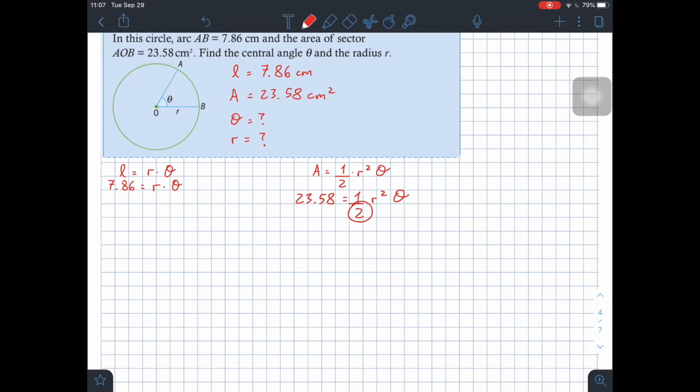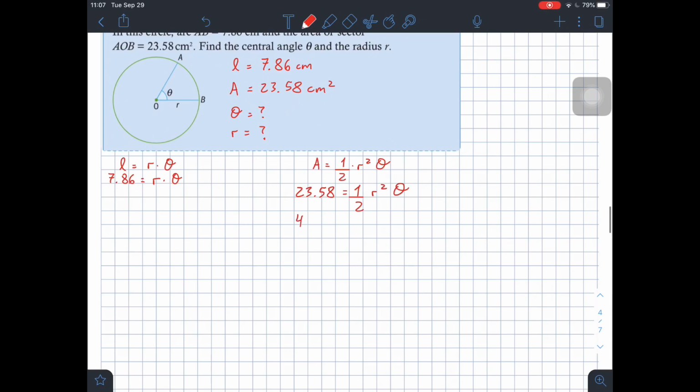I see that, for example, this 2, I can take it to the other side multiplying here to make this expression look better. So this would be 47.16. This is equal to r squared times theta. So one thing I see is that, for example, in this equation over here, let me do this with a different color, I can solve for one of the variables.